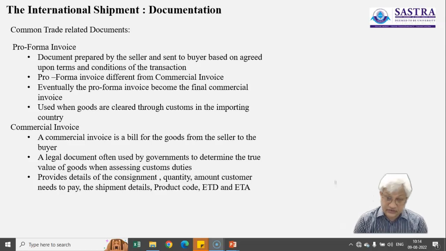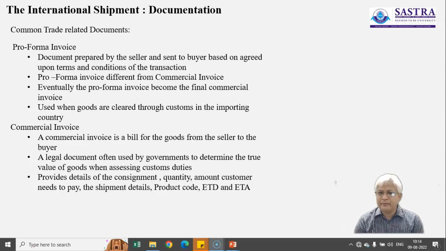In addition to this, the commercial invoice bears some more details. The bank details are also provided because all the payment is routed through the bank, and the buyer and the supplier have to keep track of which banks they have to route it through. So every bank has a code and some details are given about the bank.